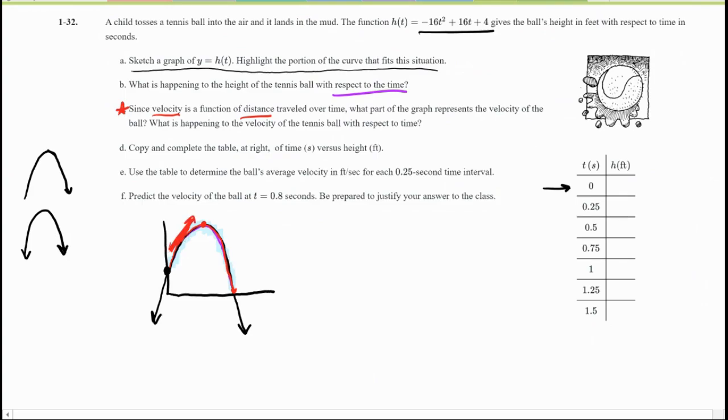And again, it's always changing, right? It's always slowing down. So it's not always that same slope here, but really the velocity is the slope of this graph. That's kind of a key thing to remember.